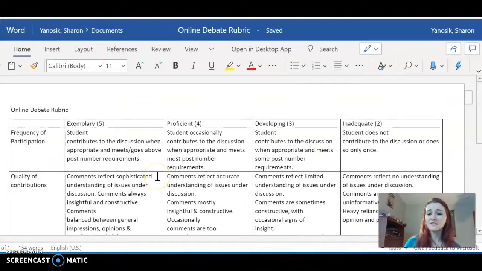So this activity will be worth 10 points. The first 5 are your frequency of participation. Did you meet all 4 post requirements? Did you answer each question?